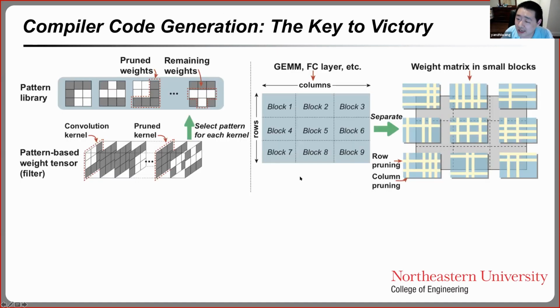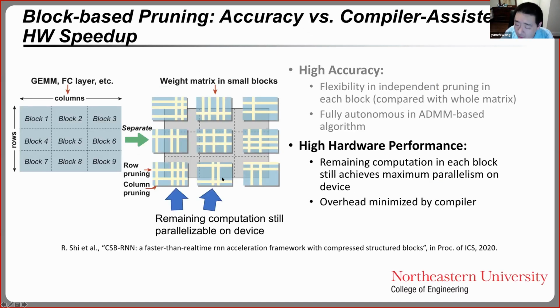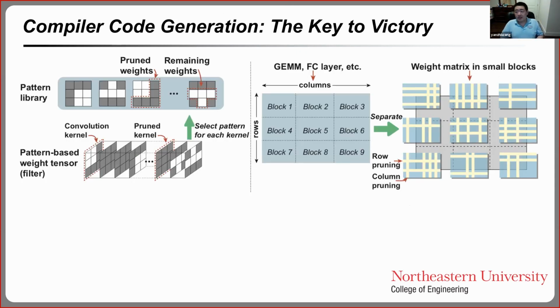And the overhead of eliminating whole rows and whole columns can be minimized by compiler code generation together with storage. So the parallelism is achieved here with the compiler as the key bridge between the algorithm and hardware. The key reason is that the available parallelism on the weight matrix is much larger compared with the actual parallelism degree on a hardware device, no matter whether this device is a mobile CPU, GPU, FPGA, or even a large-scale GPU. So compiler code generation is the key to victory here.